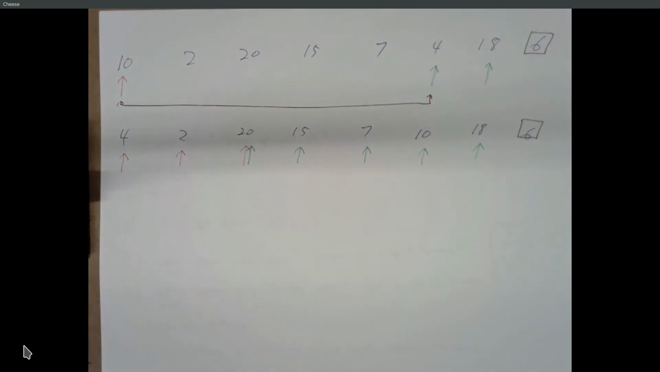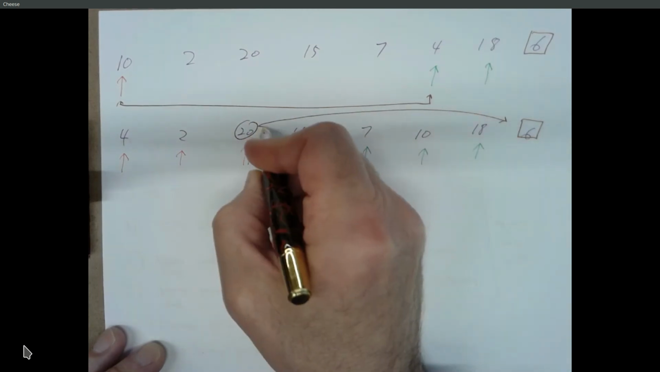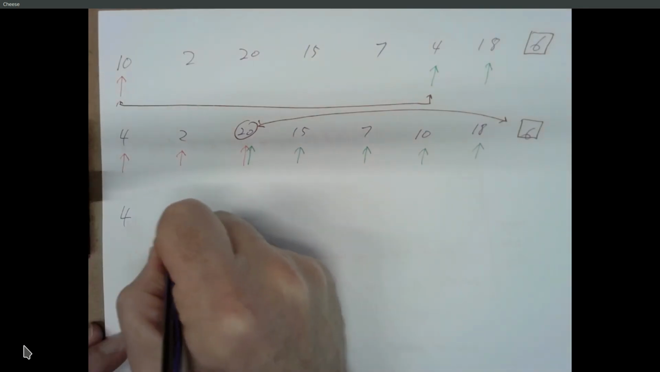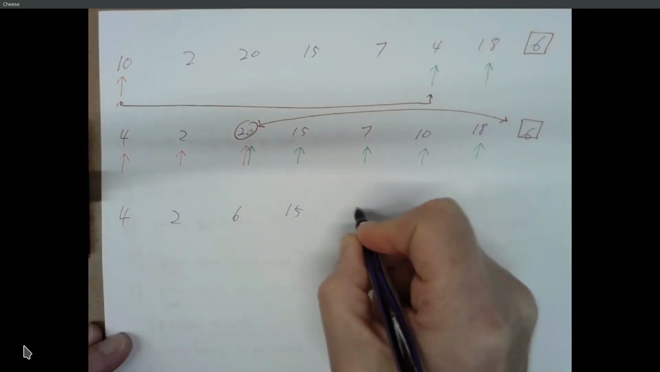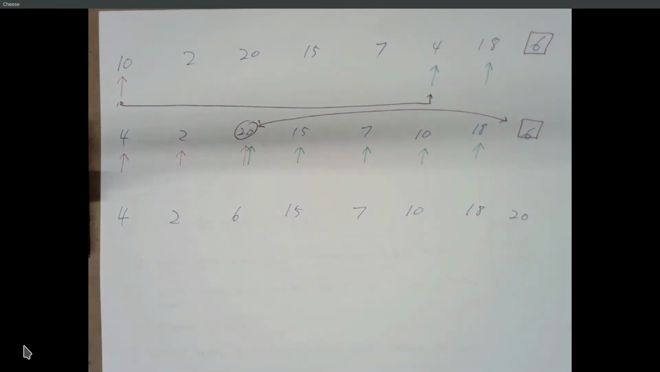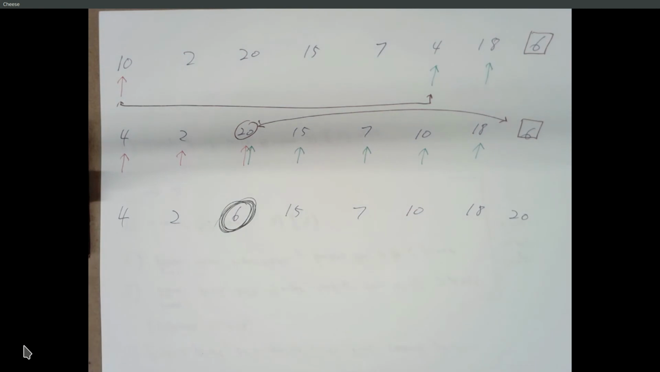And that tells us that this and the pivot should be swapped. So now we've got 4, 2, our pivot goes here, 15, 7, 10, 18, 20. And I'll draw my big circle around the 6, because now the 6 is in the correct spot. And so we're done with step 1 of Quicksort, which was we put the pivot in the correct spot.